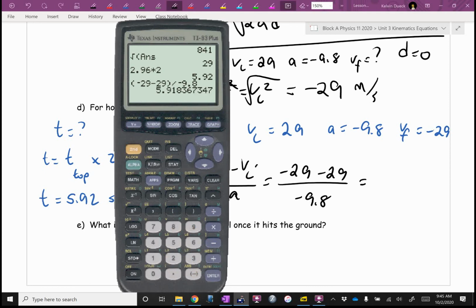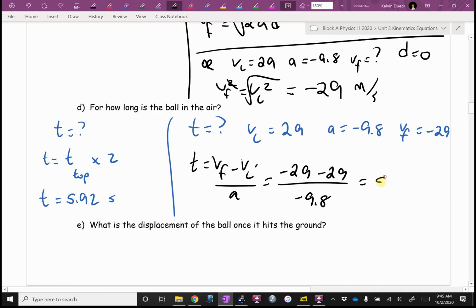And so it wasn't actually 5.2, it was 5.9183673, well, 5.92 seconds. I don't care which of those methods you use. I'm fine with either.